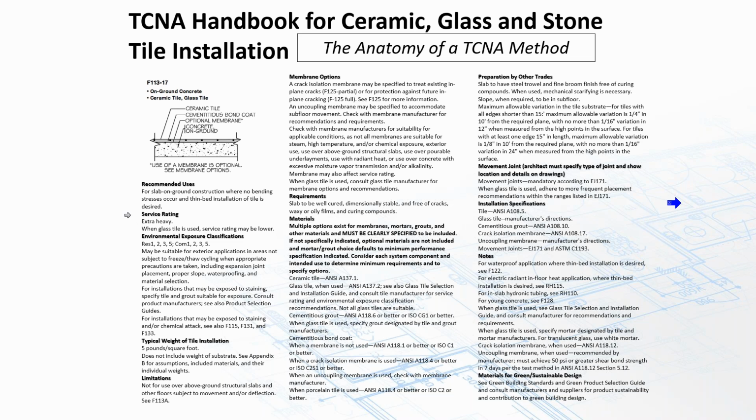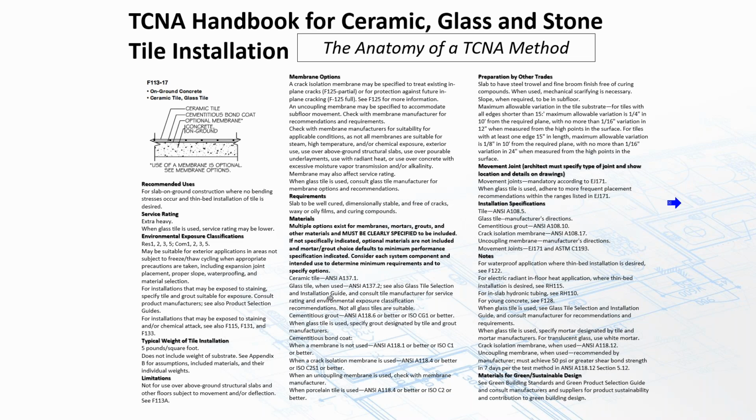Service rating, we'll get into this in more detail as well, but it's for extra heavy. So it can go pretty much anywhere. Environmental exposure classifications, we'll come back to that, but very, very important. Typical weight of the system, again, this is a thin set application with tile, about 5 pounds per square foot. It includes the weight of the substrate, materials, adhesives, and so on. The limitations of this method, membrane options, the requirements. So the concrete has to be well cured, dimensionally stable, free of cracks, waxy or oily films, and curing compounds, so we can bond direct to it.